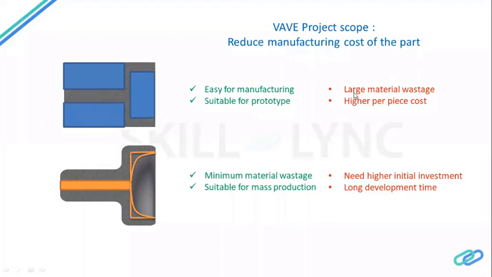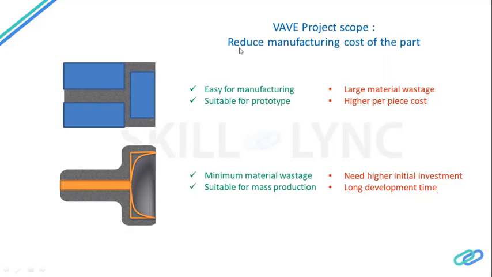But what are the disadvantages? It has large material wastage, and it has high per piece cost. But what is the benefit of casting and forging? It has minimum material wastage, and it is suitable for mass production. So let's say when you want to produce this part in 1000 quantity or 2000 quantity, then only this process becomes suitable. If you want to make 5 or 10 numbers of the part, then casting and forging will never be beneficial. Why? Because casting and forging need higher initial investment. You need to invest in the casting pattern, casting tool, or the forging tool, forging die. You need a lot of investment for that. And it also needs long development time.